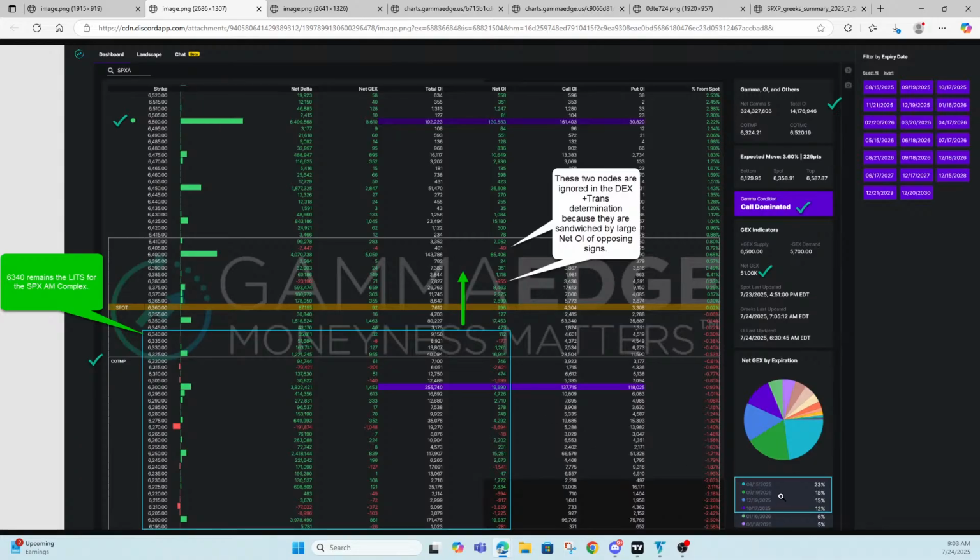You'll notice the expiries over here. August continues to grow and be obviously the next important, largest expiry. So we'll continue to watch the positioning heading into that expiry in August.